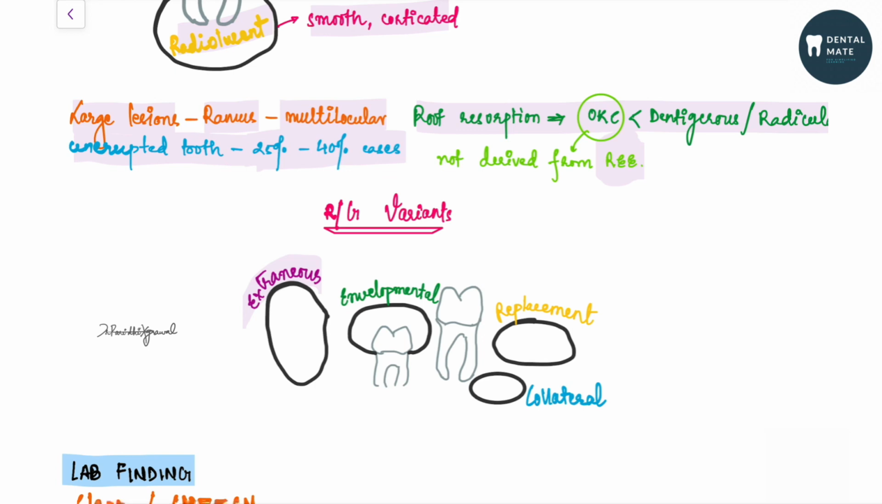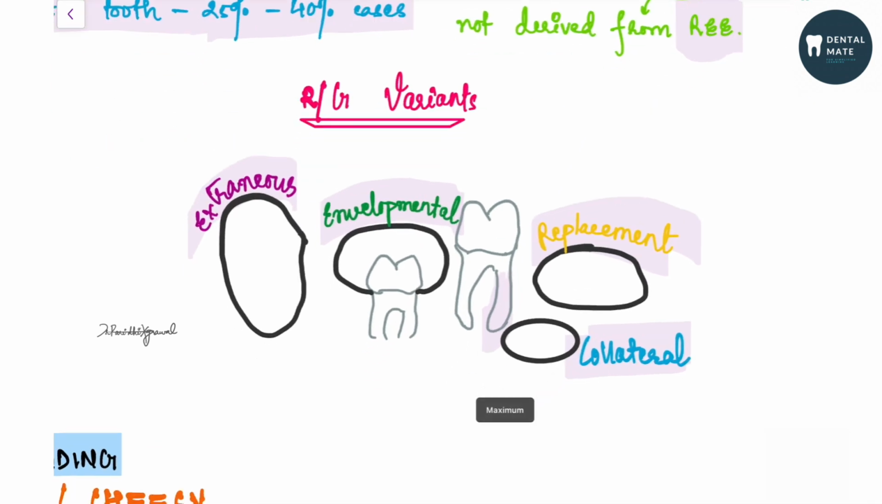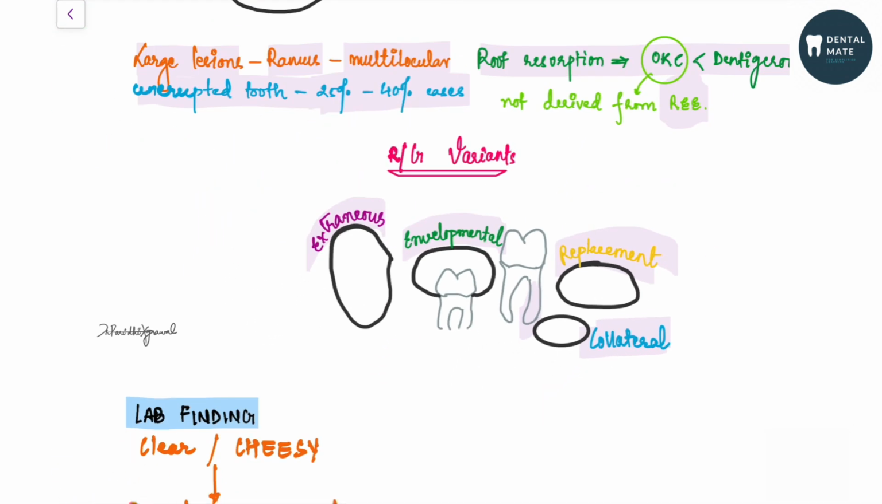is not present. Second is the envelopmental type. It envelopes the tooth around which it is formed or to which it is associated. Third is the collateral type, which appears adjacent to the root of a tooth. Whereas the fourth one is the replacement type. In the replacement type, there is no tooth, means the tooth is absent and only OKC is seen.